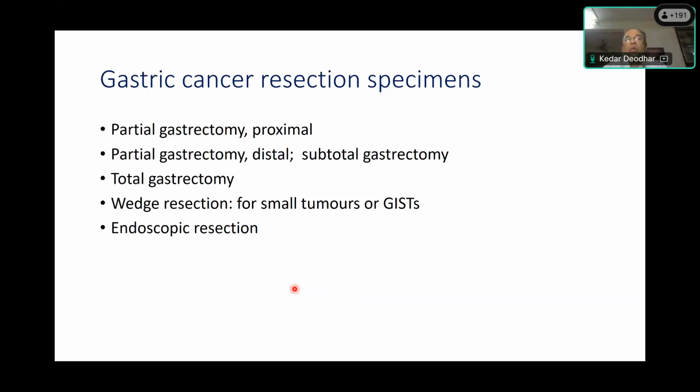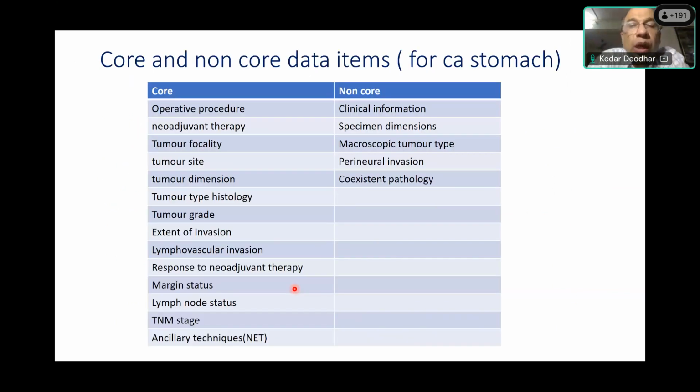So coming to a gastrectomy specimen, we can have a gastric cancer resection specimen. It could be partial gastrectomy, which could be proximal gastrectomy. It could be distal, subtotal, total, or wedge resection, usually for GIST or small tumors such as neuroendocrine tumors, or we could have endoscopic resection. And this is what I mean by core data items. So tumor type, tumor site, tumor dimension, tumor grade, LVI, margins, lymph nodes, TNM stage are the core items.